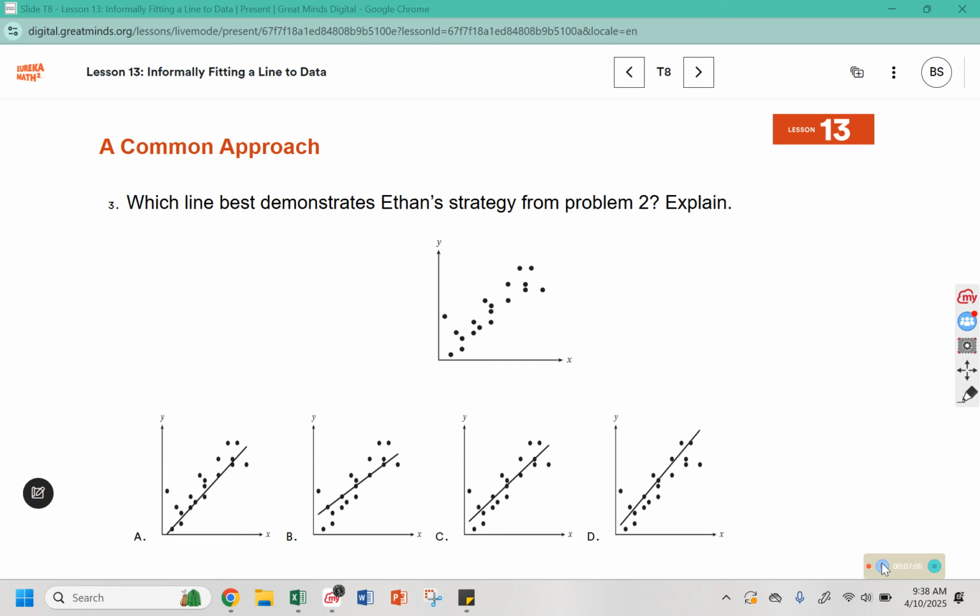Which line best demonstrates Ethan's strategy from problem 2? Explain. Well, A has the line too far below many of these points. B does not necessarily follow that pattern. C looks pretty good. D has too many below the line. So I would say that C is the best.